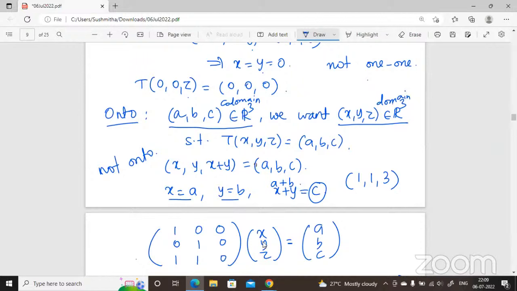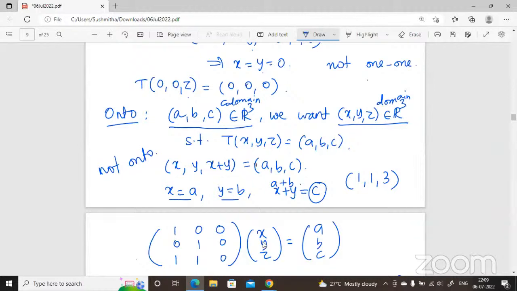Actually, at first we establish the image, then search where the pre-image exists or not. Yeah, you pick a random element in the codomain and check whether a pre-image exists or not.